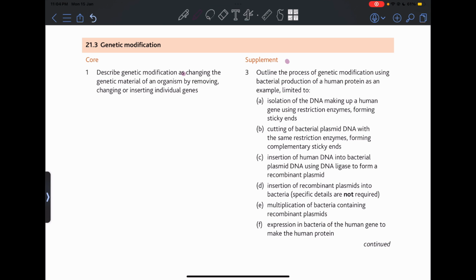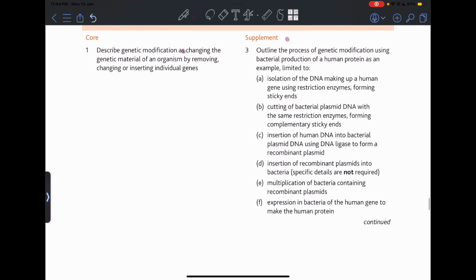Outline the process of genetic modification using bacterial production of human protein as an example, limited to isolation of the DNA making up a human gene using restriction enzymes forming sticky ends. So genetic modification can be done on bacteria so that they can produce human proteins. First of all, they will cut the area of DNA using restriction enzyme.